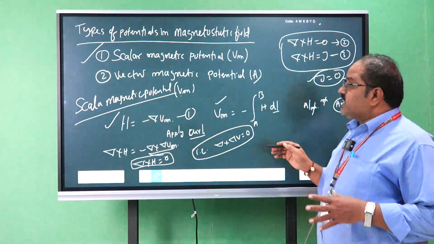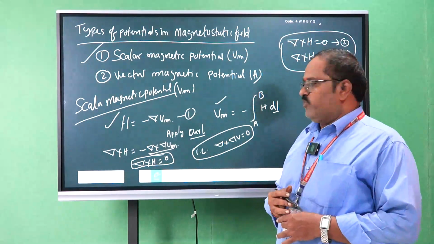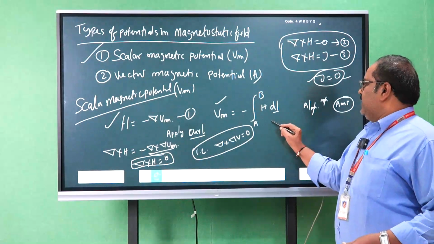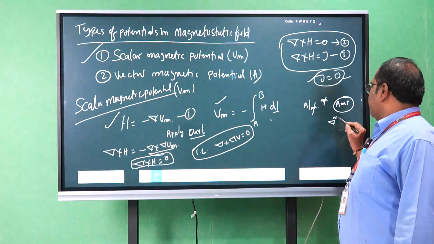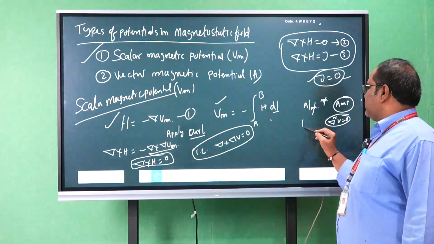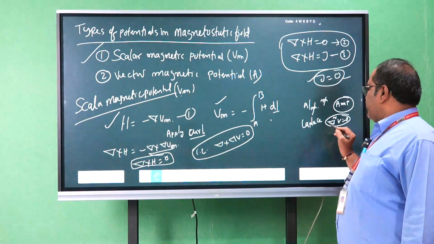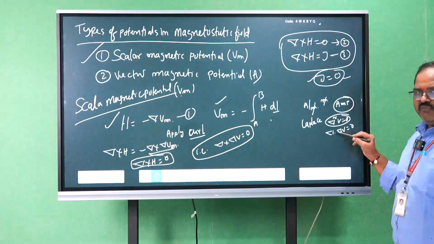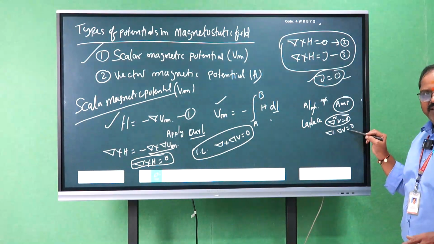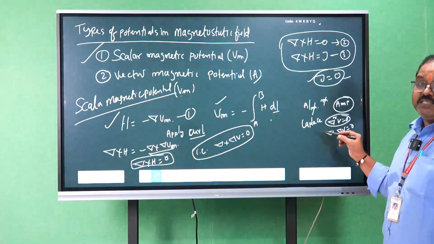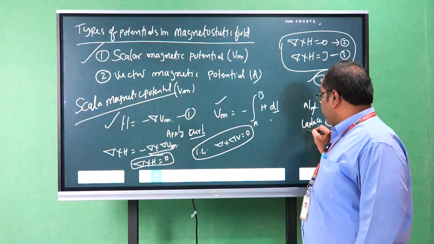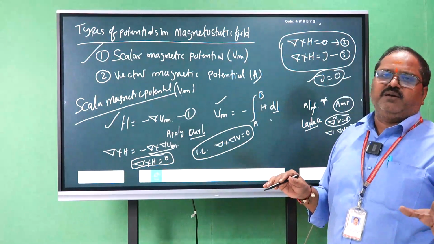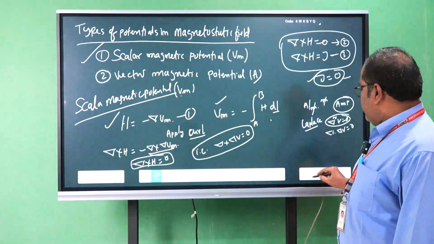Next, it satisfies the Laplace equation. What is the Laplace equation? The Laplace equation is del square V is equal to 0, that is, del dot del V is equal to 0. The divergence of the gradient of potential V is equal to 0. That is nothing but the Laplace equation. But does the scalar magnetic potential satisfy this Laplace equation or not?